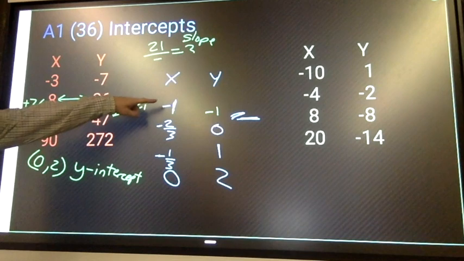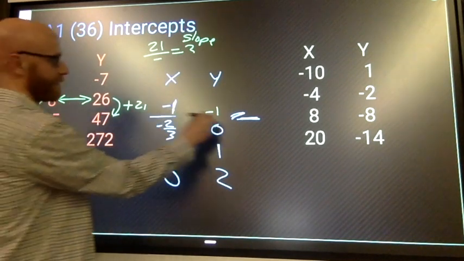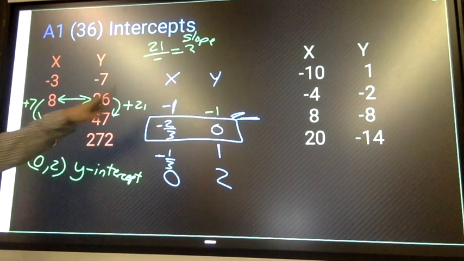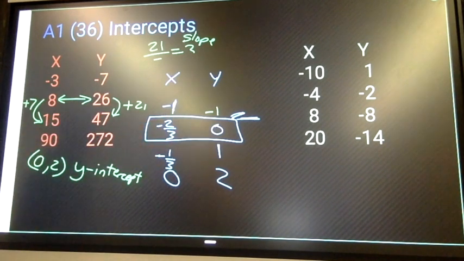Okay? Here is my y. Here is when y is 0, my x-intercept. All right?